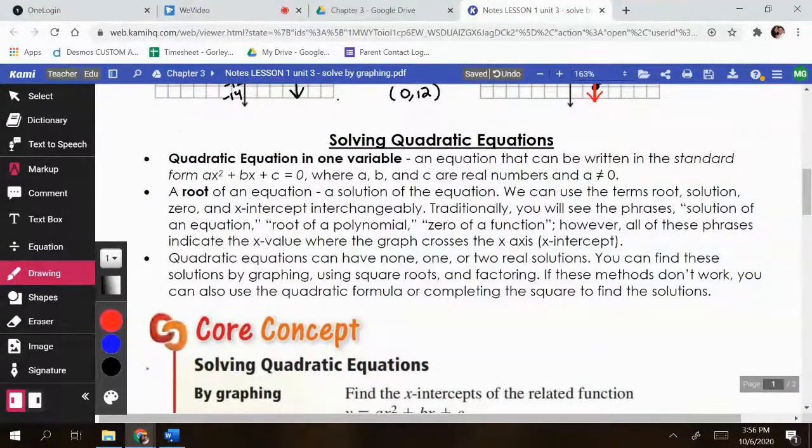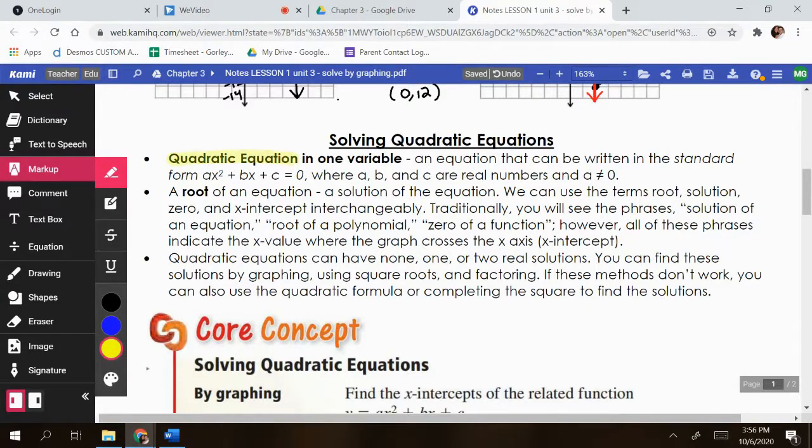It tells us that a quadratic equation is an equation that can be written in standard form using ax squared plus bx plus c, where a, b, and c are real numbers and a is not 0. A root of an equation is just the same thing as saying that it's a solution of the equation. We can use the terms root, solution, 0, x-intercept interchangeably. So that's important to know that they all mean the same thing. Root, solution, 0, x-intercept. We're going to use those interchangeably.